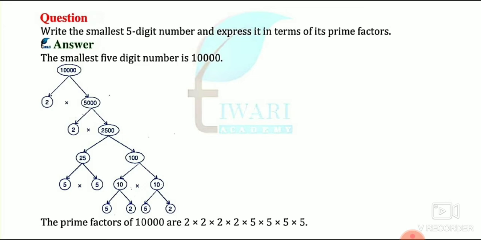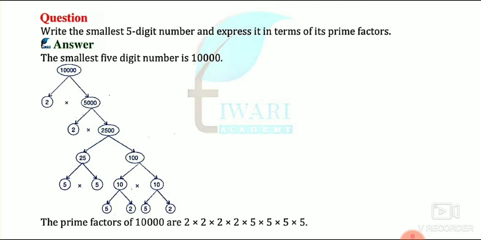10,000 can be written as 2 into 5,000. If you multiply 2 into 5,000, again it becomes 10,000. Again 5,000 can be written as 2 into 2,500. If you multiply 2 into 2,500, you will get again 5,000.